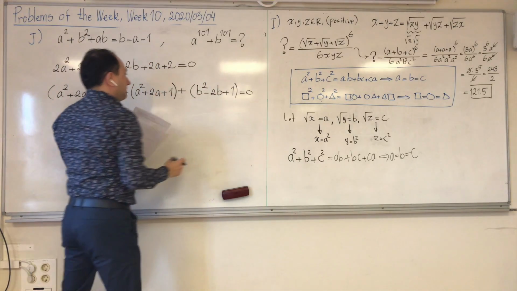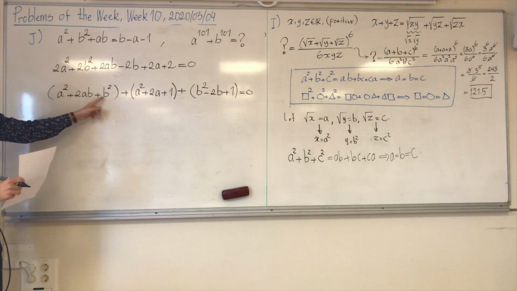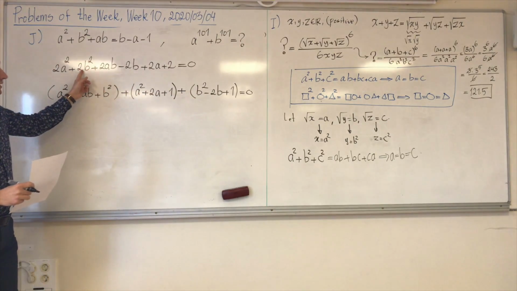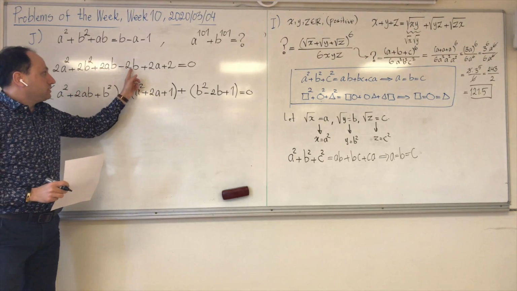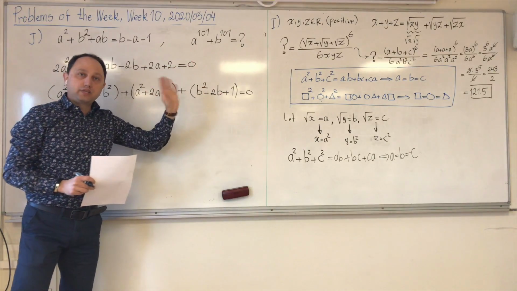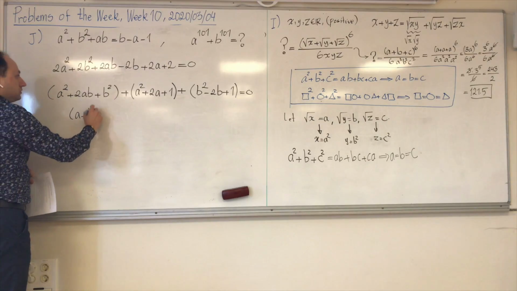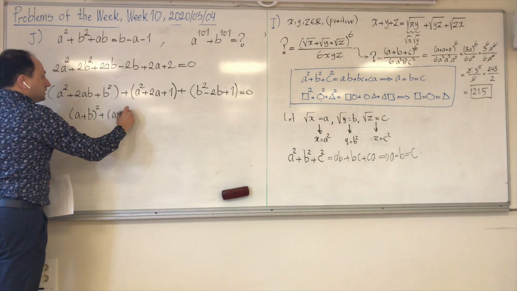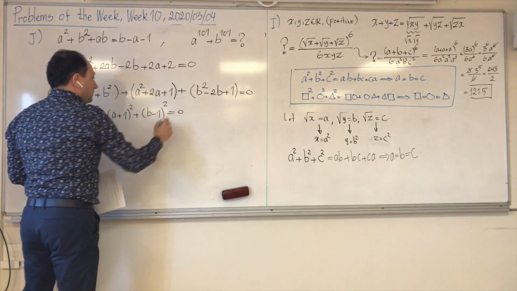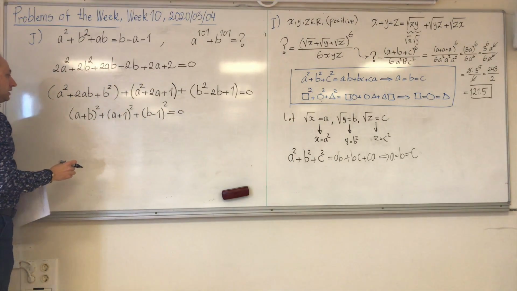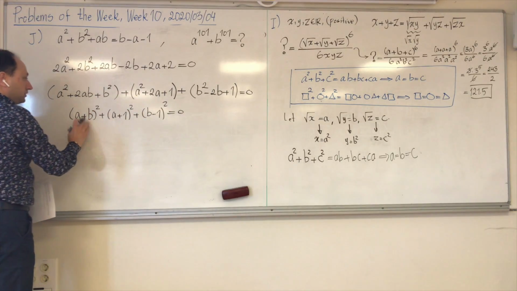Okay, let us double check. a squared, 2a squared. b squared, 2b squared. 2ab, 2ab. 2a, 2a, minus 2b, 2b. 1 plus 1 is 2, so that's okay. And then the same story, so this becomes (a plus b) to the 2 plus (a plus 1) to the 2 plus (b minus 1) to the 2. So then what happens? It means that this is 0, this is also 0, this is also 0.